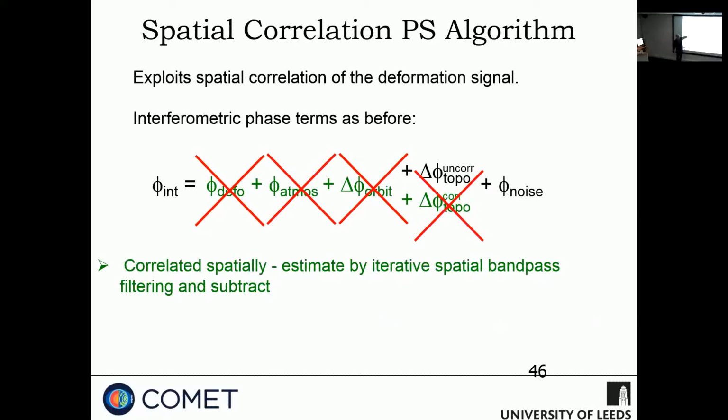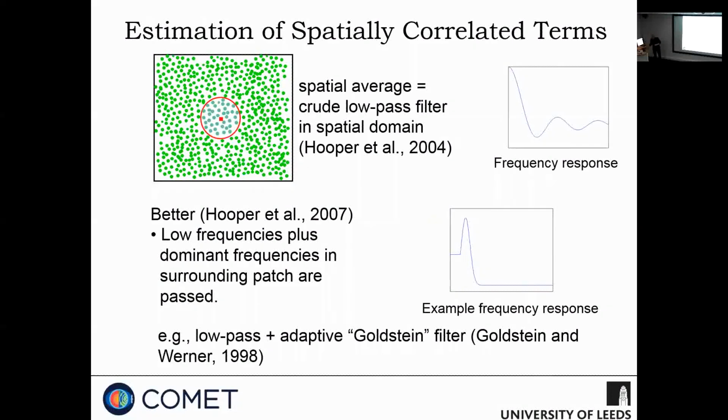The deformation is spatially correlated, at least for geophysical systems. The atmosphere, of course, and the orbit as well. Part of the DEM error is also spatially correlated, but not all of it. There are different ways you can do this, but essentially you can just take the average phase of the pixels around a point. In one very simple approach, you can take pixels around it. In a more sophisticated approach, you can filter this. Essentially, you're just trying to estimate the spatially correlated phase for every pixel from the pixels around it.